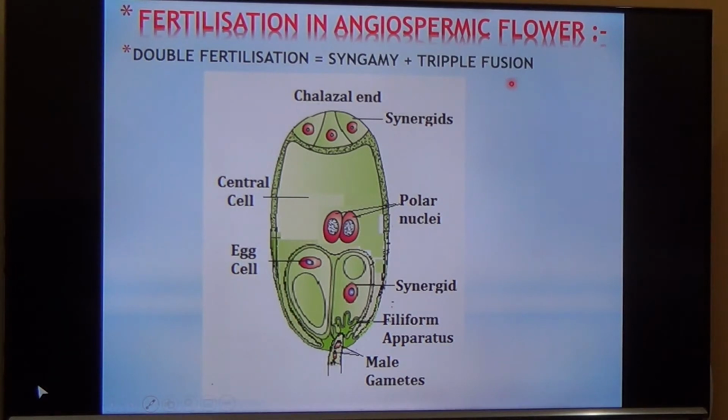How many fertilizations are taking place inside this embryo sac? Two fertilizations. One fertilization is called syngamy and another fertilization is called triple fusion. The result of syngamy is the diploid zygote, and the result of triple fusion is the primary endosperm nucleus. This phenomenon is called double fertilization.